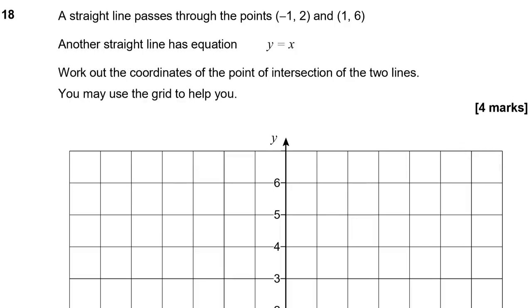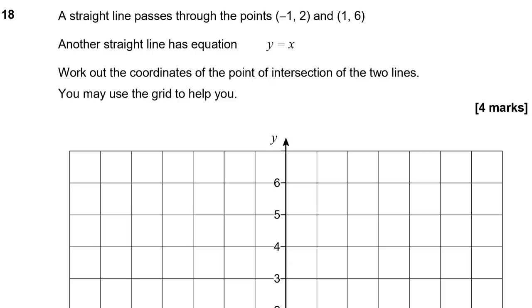Question 18. A straight line passes through the points minus 1, 2 and 1, 6. Another straight line has equation y is equal to x. Work out the coordinates of the points of intersection of the two lines. You may use the grid to help you.